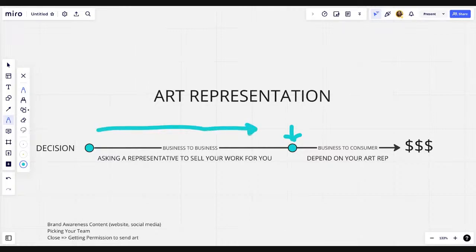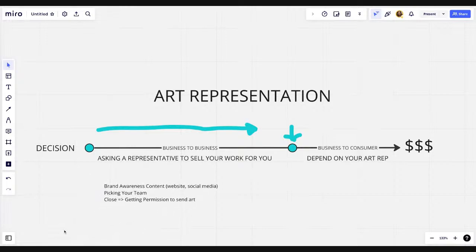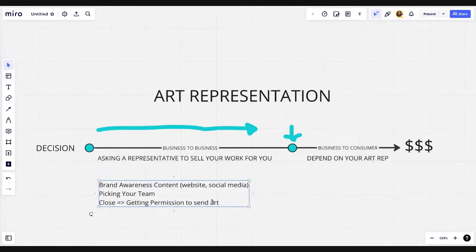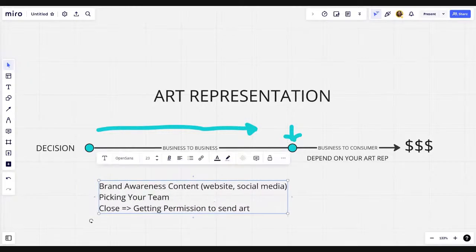And if this is the only reason you're picking art representation, because you're like, I'm not good at sales, I'm going to tell you that's the first reframe we need to give you: this whole entire process, selling business to business, has more complexities than just selling your artwork on your own. So let's talk a little bit about what it means to be asking someone to represent your artwork for you and what you need to have in your business in order to be successful here.